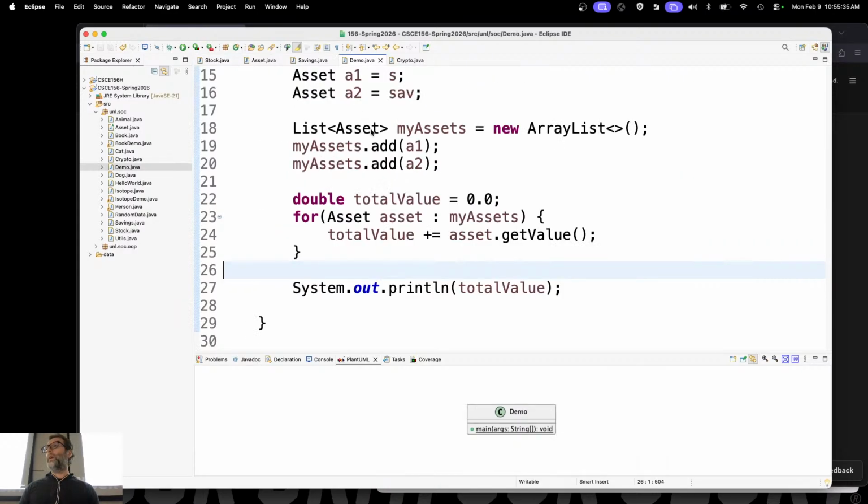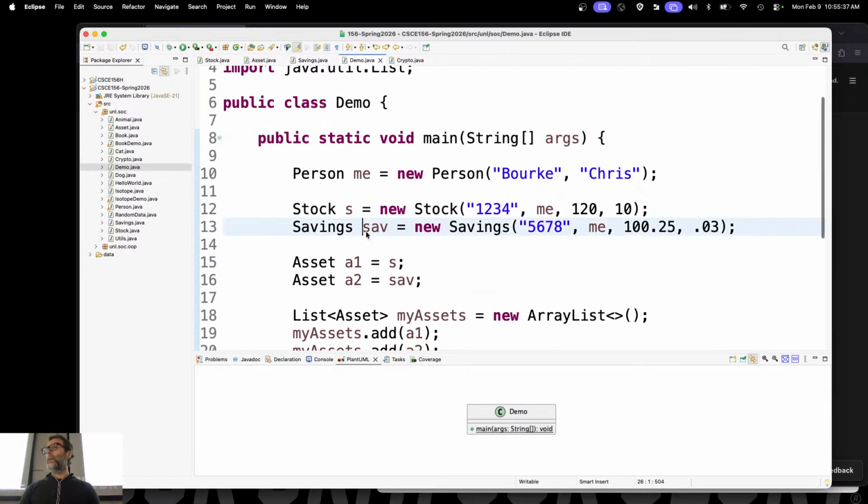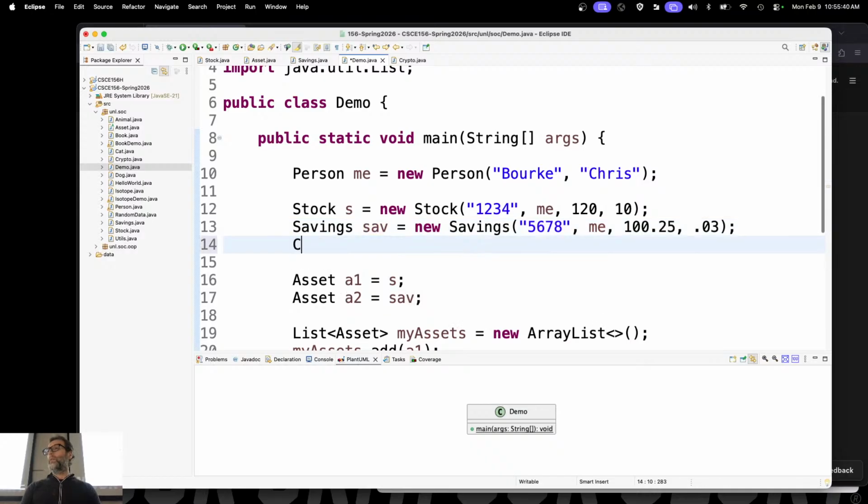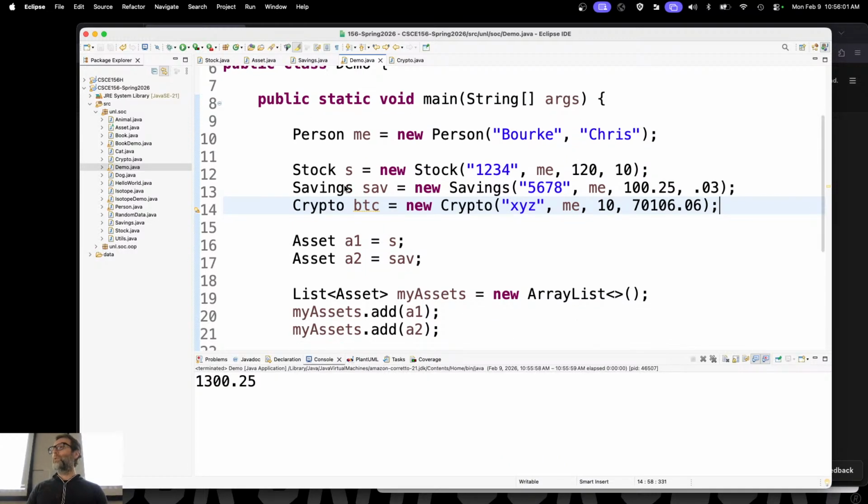Let's go ahead and come over here and see it in action. Crypto BTC for Bitcoin is equal to new Crypto, XYZ for the account number. I'm still the owner here and say that I've got 10 Bitcoin, and here's my exchange rate. There we go. So now how much am I worth? Ooh, quite a lot. Oops, I didn't put it in there, sorry.